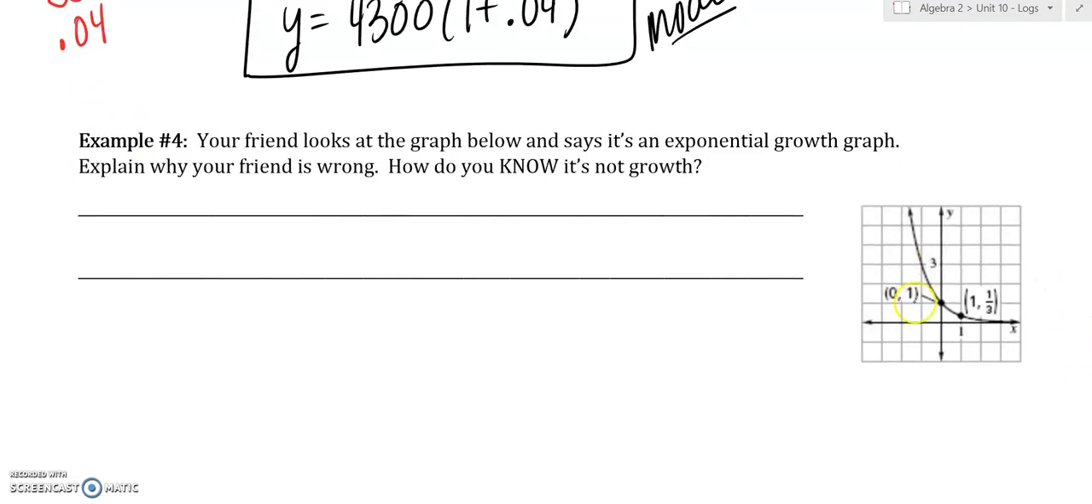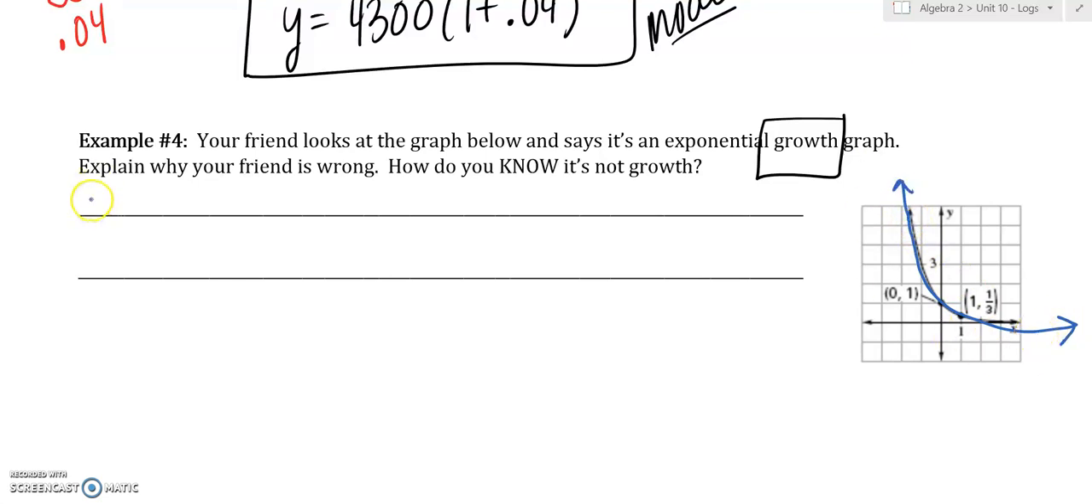Okay, let's do this quick one here. Your friend looks at this graph over on the side and says it's an exponential growth graph. Explain why your friend is wrong. How do you know it is not growth? Okay, well, there's two ways you could look at this. Your friend is wrong because this graph is in the direction of a decay, right? It is actually going downward. If you can look at my graph.